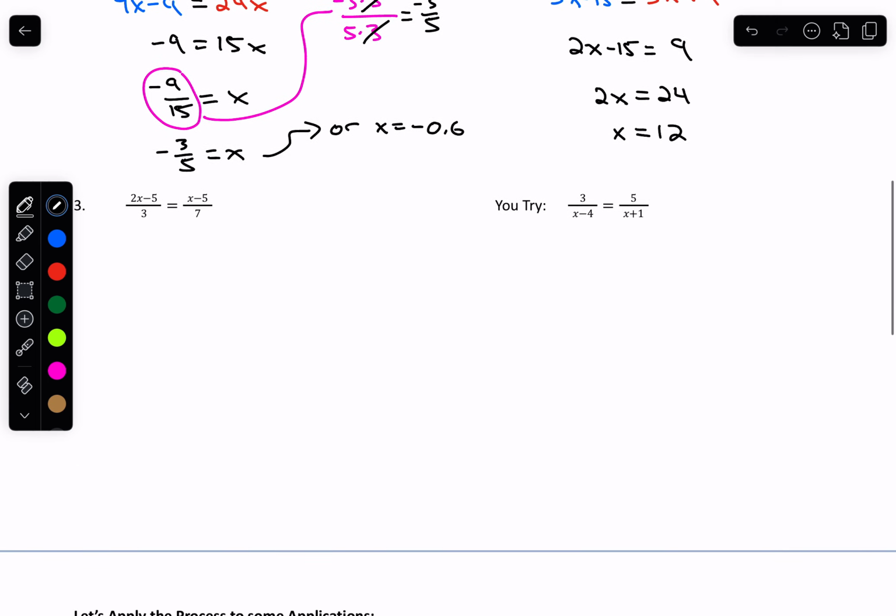Okay, number 3, same steps. We're going to take the 3 in the denominator and multiply by that x minus 5 on top. So 3 times x minus 5.